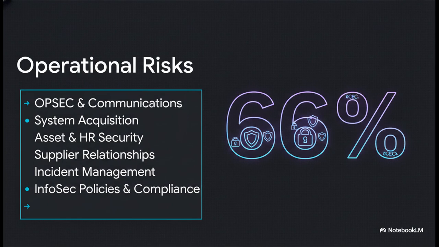Then we have domains 3 and 4, which focus on operational and management risks. And what's really fascinating here is that we spend so much time obsessing over advanced cryptography, but investigations show that a simple lack of basic OPSEC, operations security, accounts for roughly 66% of blockchain incidents.